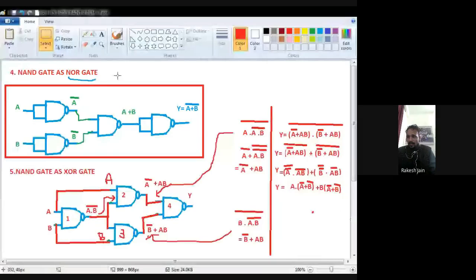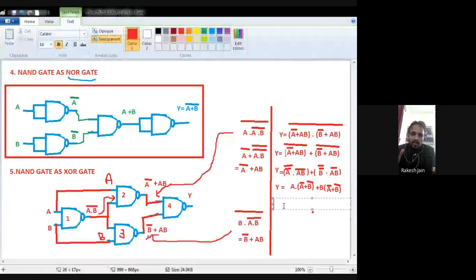Now see this. A multiplied by A bar. If 1 is multiplied by 0, it means 0. A bar means opposite of A. If A is 1, then A bar is 0. If A is 0, then A bar is 1. So either we multiply 1 by 0 or 0 by 1, the answer is 0. So A dot A bar is 0.